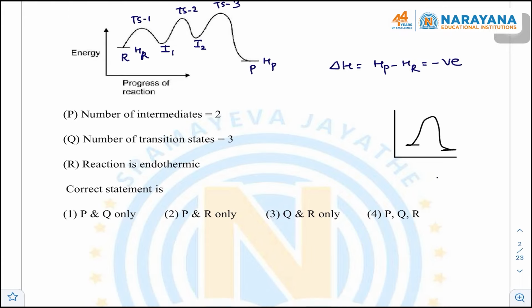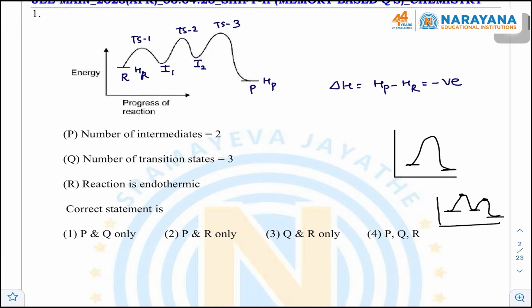If we have a two step process, in a two step process there will be an intermediate. This is a reactant, product, and this is an intermediate. So this peak corresponds to the transition state. Now we can see that this is a reactant and this is a product. The intermediates can be seen here, I1 and I2 I have written. These two are the intermediates. And these peaks represent the transition states. So first transition state, second and third.